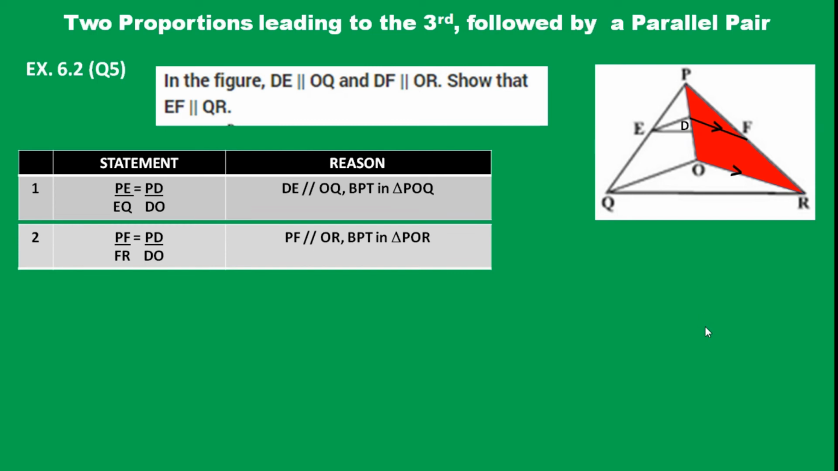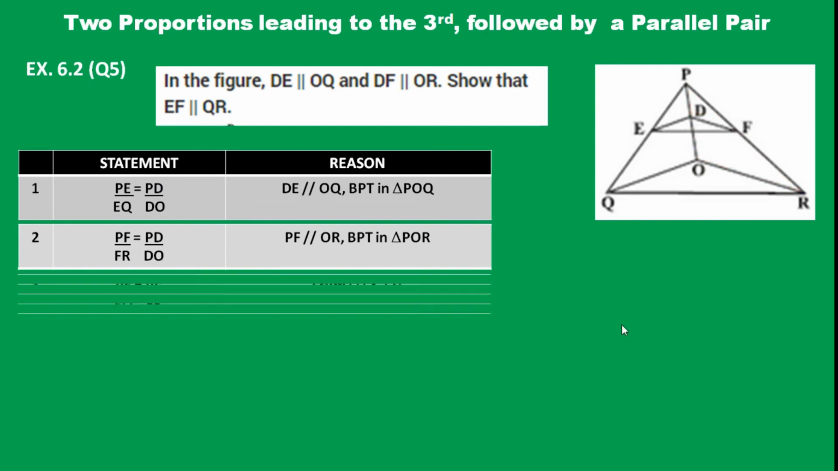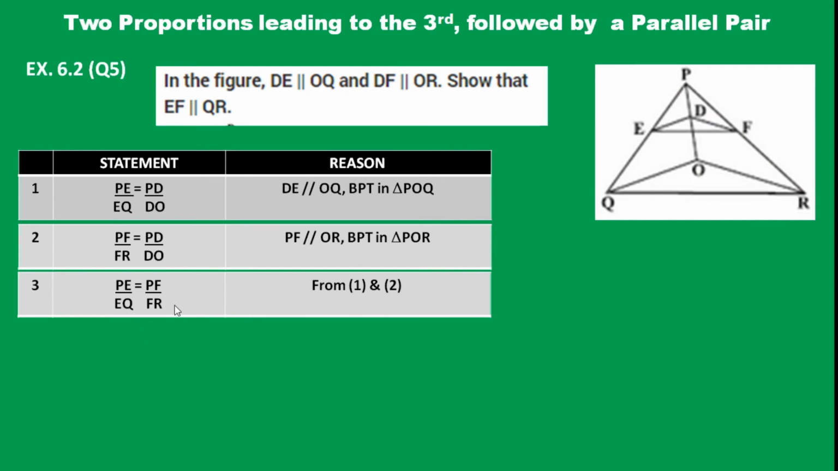Just as in previous questions, we have two proportions whose right hand sides are equal to one another. Therefore, the left hand sides become equal. Just as in the previous few questions that we have done. So from statement 1 and 2, we get this statement.